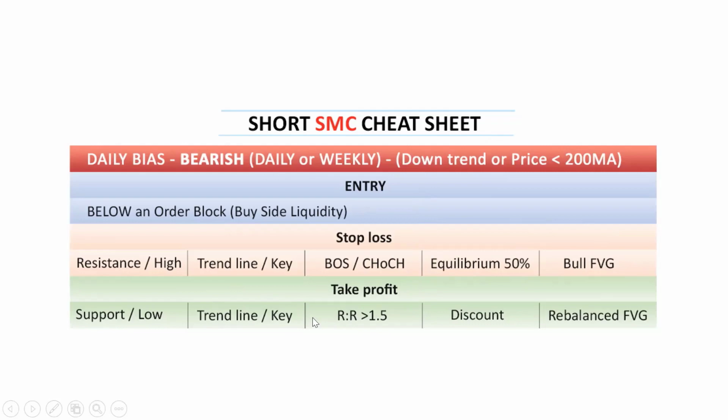And then take profit, look at supports, lows, trend lines, keys, look for risk to reward of 1.5, the discount prices, because when the market comes back down into the equilibrium to the discount, it rebalances it, and rebalanced FVGs.